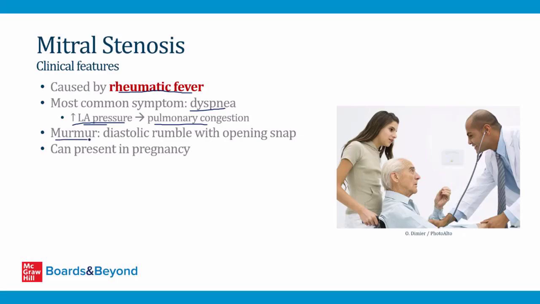The murmur of mitral stenosis, which I talk about in the video on heart murmurs, is a diastolic murmur. It's described as a rumble with an opening snap caused by the stiff leaflets.